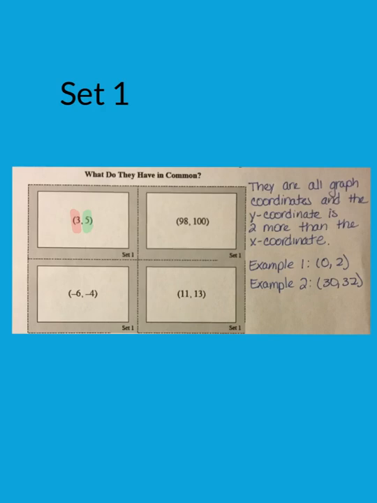So I wrote down my description, and now I'm writing 2 more examples. And for example 1, my x-coordinate is 0, and then my y-coordinate is 2. And for example 2, my x-coordinate is 30, and my y-coordinate is 32. Please go and finish the next 7 sets of cards, and when you are done, please complete the homework.